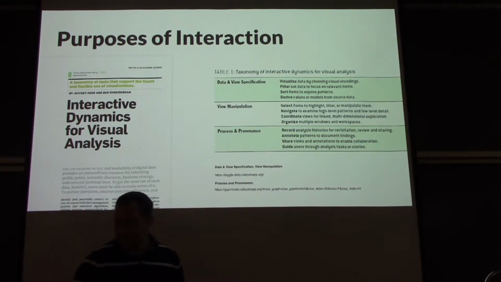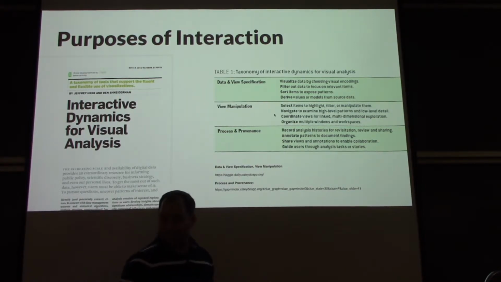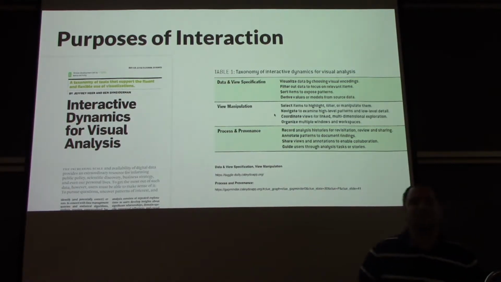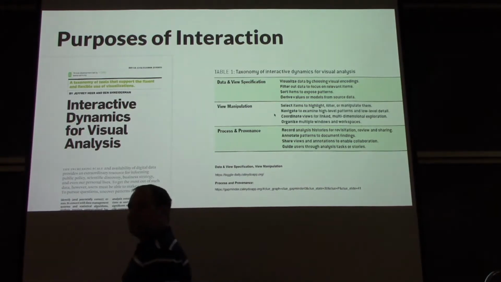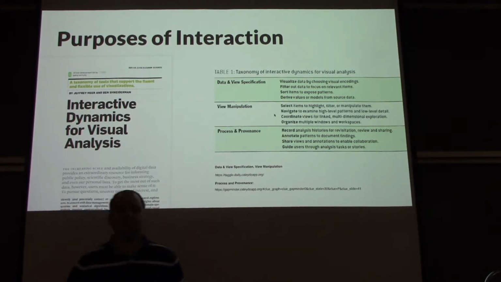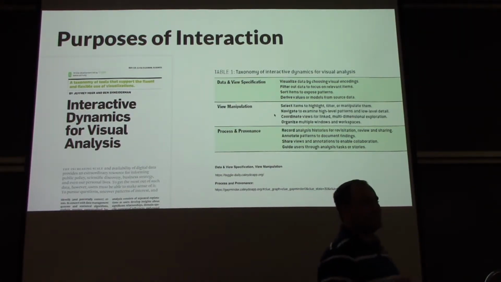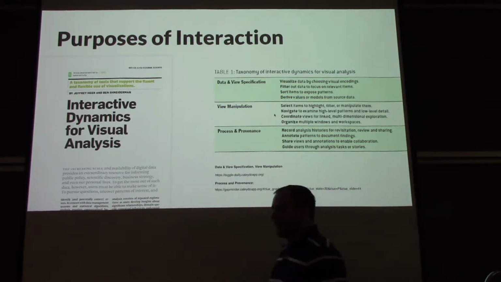I'm going to skip over the coordination aspects because we're not going to be talking too much about them today. And for the process and provenance, has anybody ever used a visualization technique that allowed them to annotate what they found? Let's say you write a paper about something, you have a finding and you create a bar chart in Excel. How would you go about annotating that?